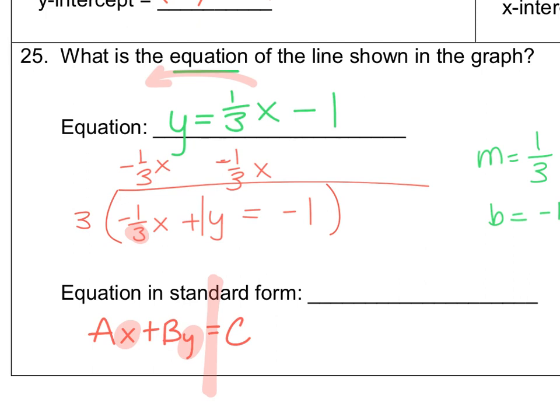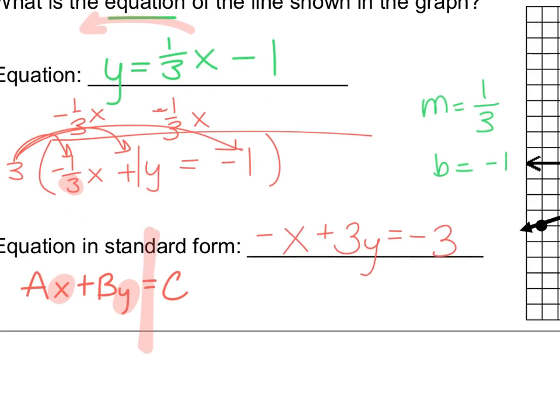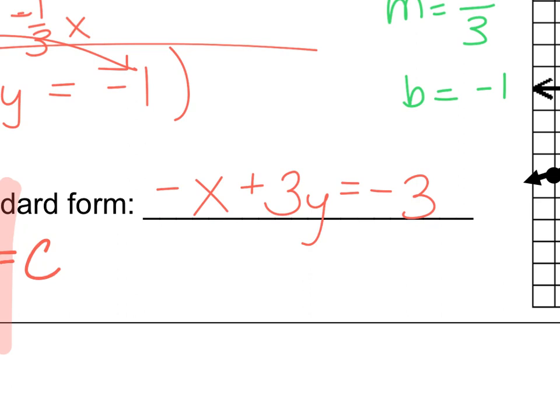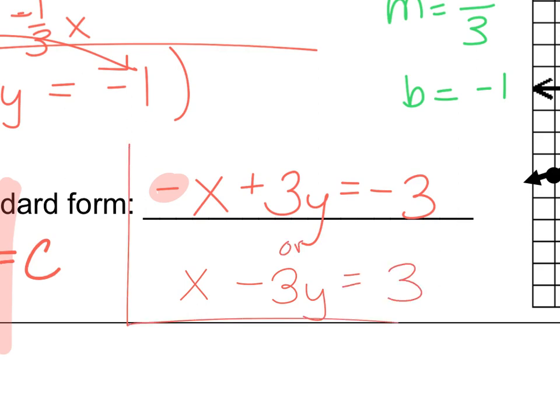But when I multiply by this +3, I would get -1x plus 3y equals -3. Because again, I'm multiplying each and every one by 3. So with this, you could have it with a negative, but sometimes they're fussy about having that negative in front of x, so if they do, you just flip everything. So +x, -3y, +3. So both of those are valid answers for that.